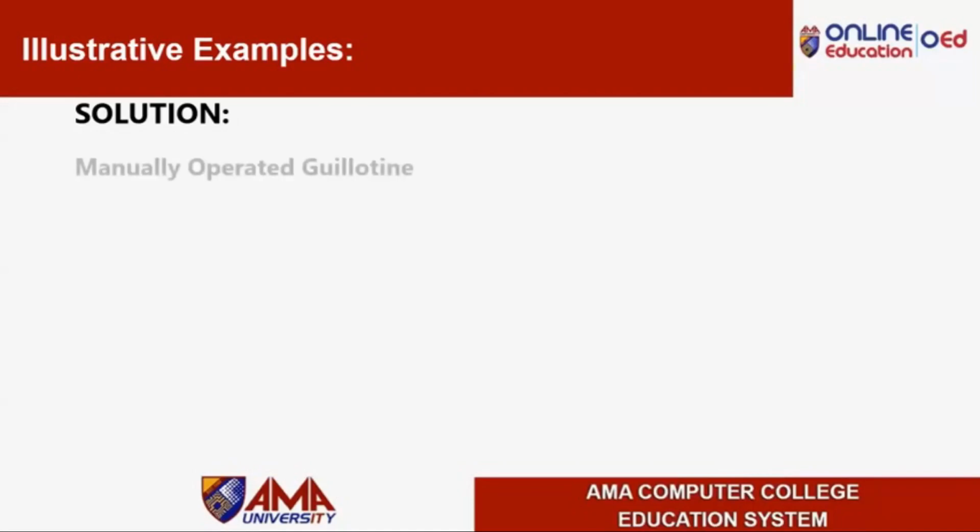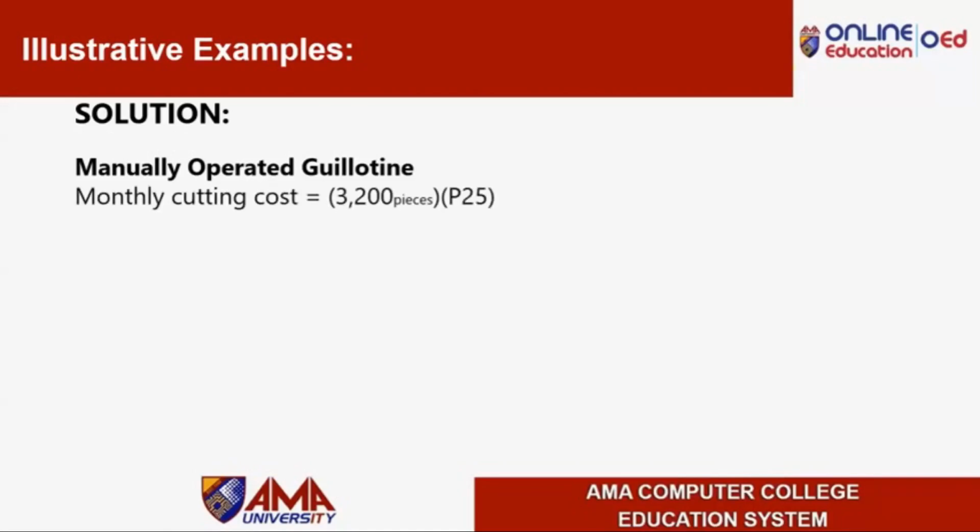Okay. So let's get the solution for the manually operated guillotine. The monthly cutting cost is equal to 3,200 pieces, that's the requirement, and the amount is 25 pesos per piece. So 3,200 multiplied by 25. The monthly cutting cost now is 80,000.